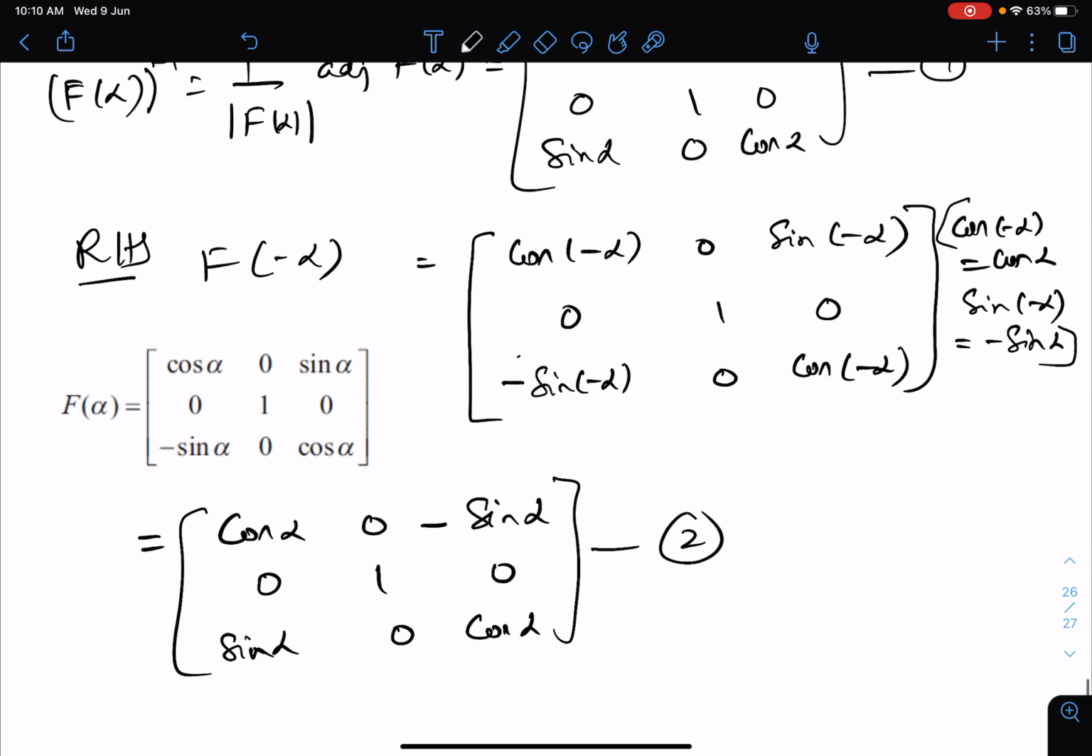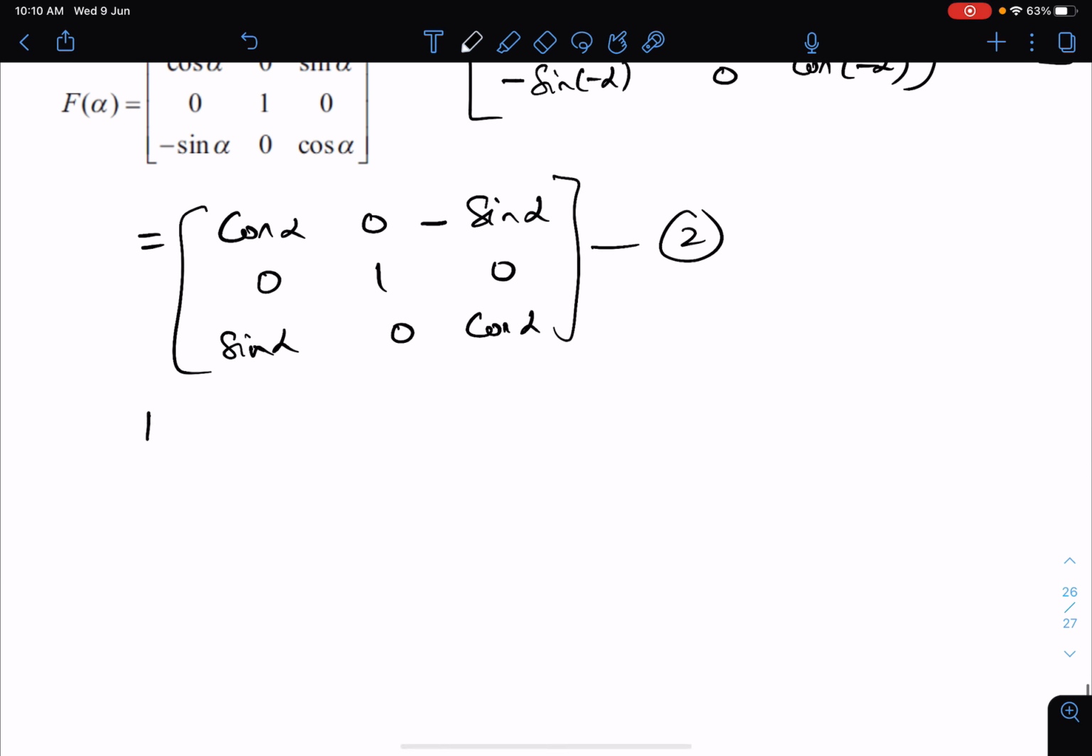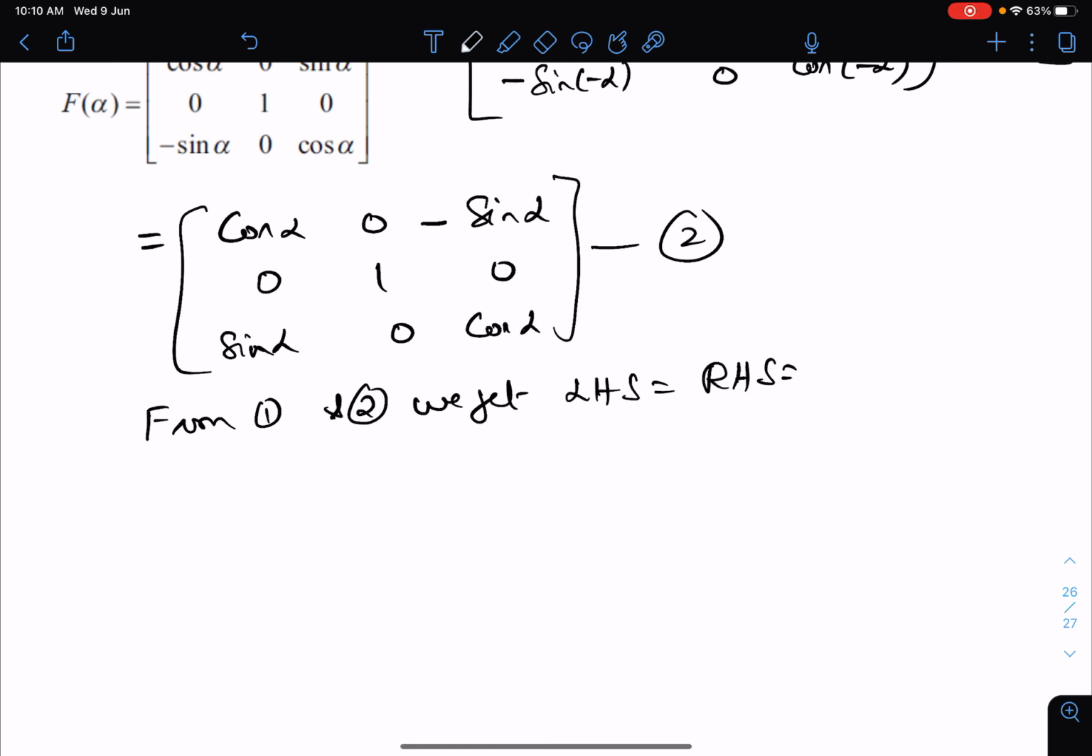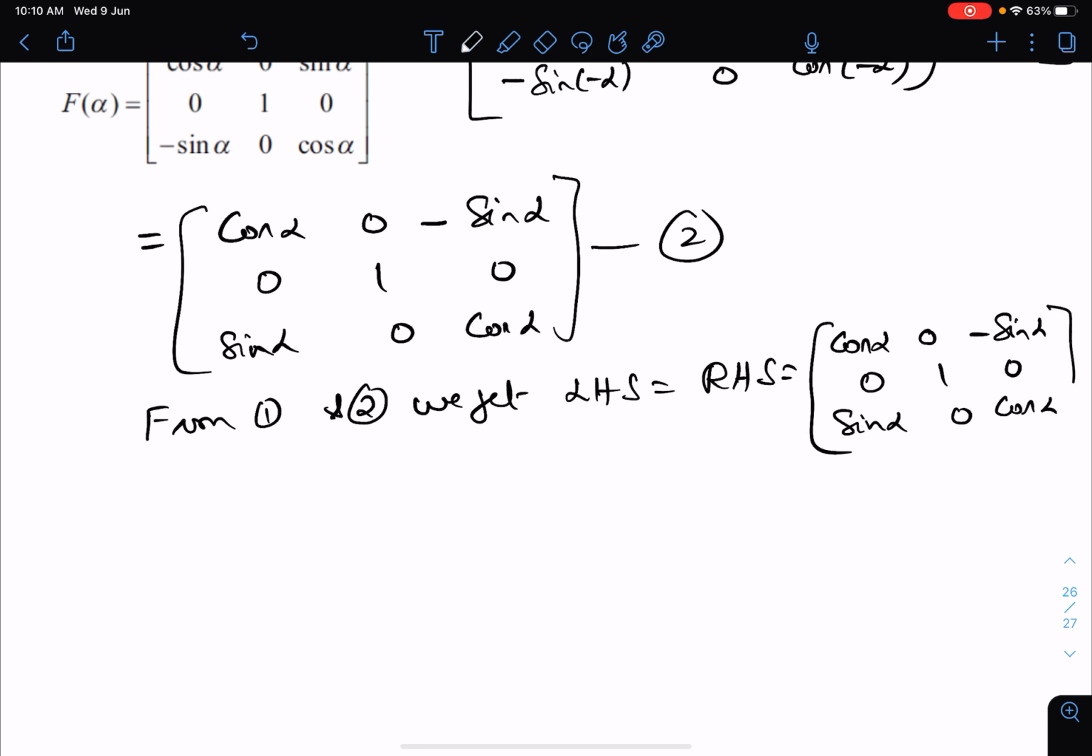So from 1 and 2, we get LHS equal to RHS equal to cos alpha 0 minus sine alpha, 0 1 0, sine alpha 0 and cos alpha. Therefore, f of alpha, the whole inverse equal to f of minus alpha. So we have proved this.